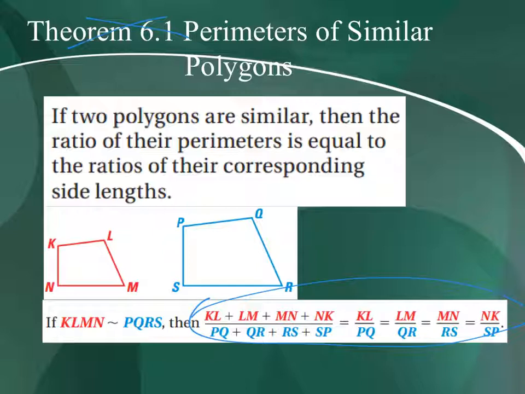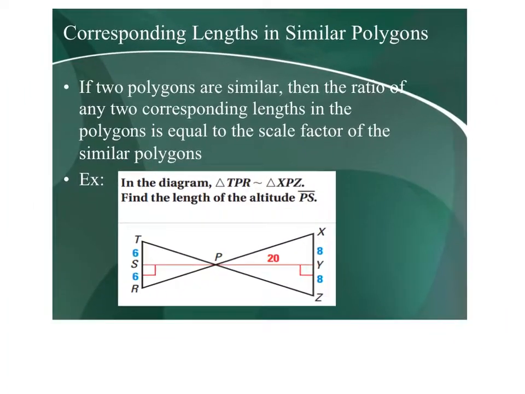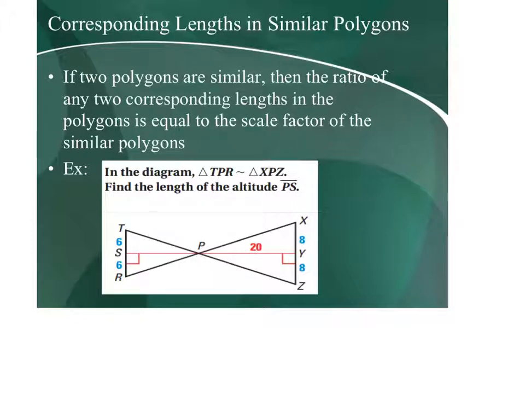One more slide. Okay. Here, similar polygons. Now, before it said about the corresponding side lengths and the perimeter, now it's just saying the other thing, that if two polygons are similar, then the ratio of any corresponding lengths in the polygon is equal to the scale factor. So scale factor ratio, corresponding side length ratio, and perimeter ratio is always the same.